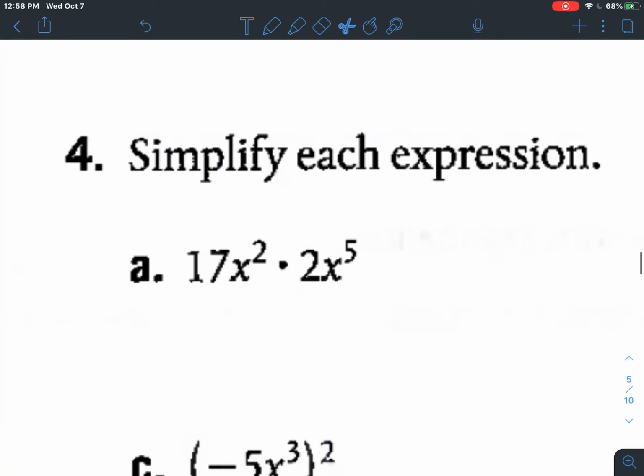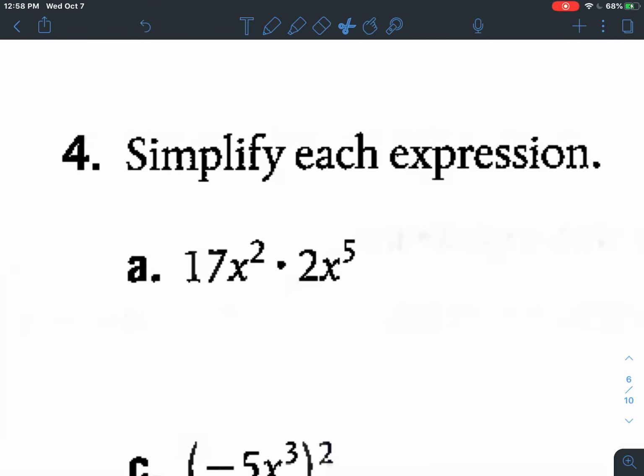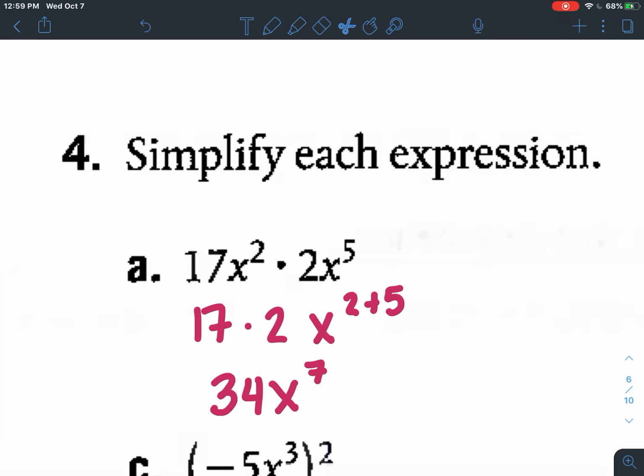Okay. So first one, 17x squared times 2x to the 5th. I'm going to multiply the coefficients, so 17 times 2, and add the exponents. So I get 34x to the 7th.